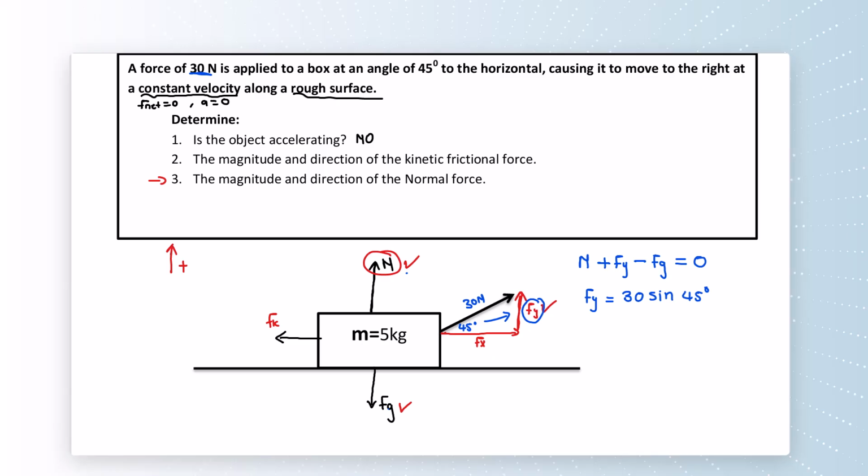Okay, and then we have Fg that we need to work out. Fg is mass multiplied by gravity, which equals, the mass is 5 and the gravitational acceleration is 9.8. So let's go ahead and plug this back there. Normal force is what we are looking for, plus 30 sine 45, then minus 5 multiplied by 9.8. That is the Fg, equals 0.